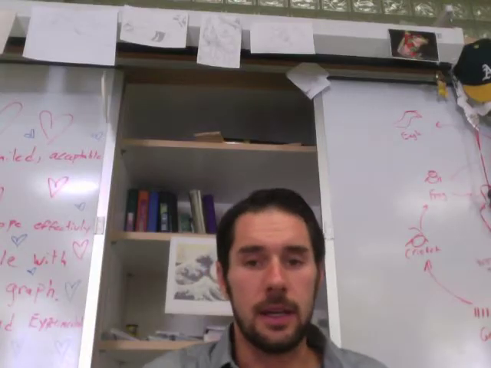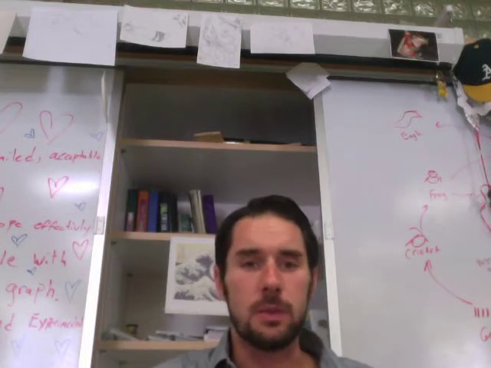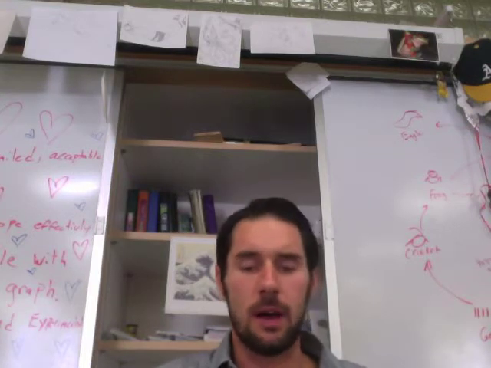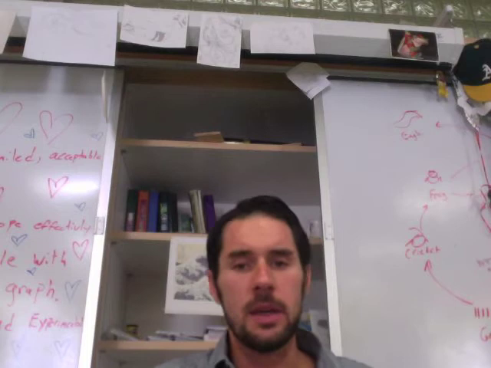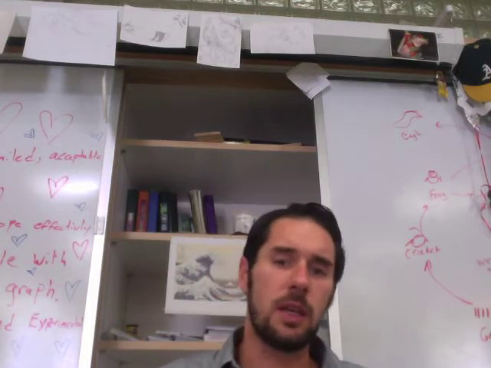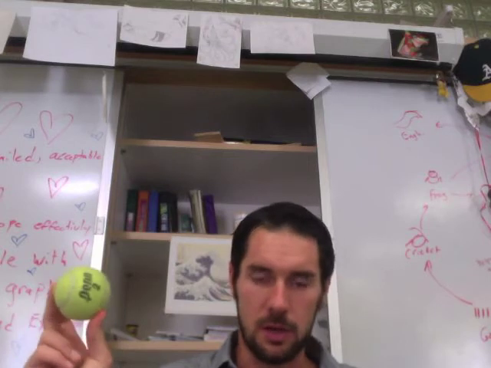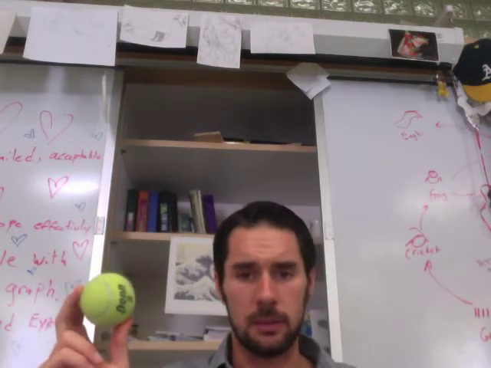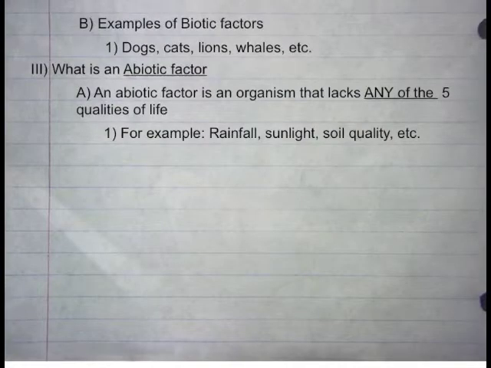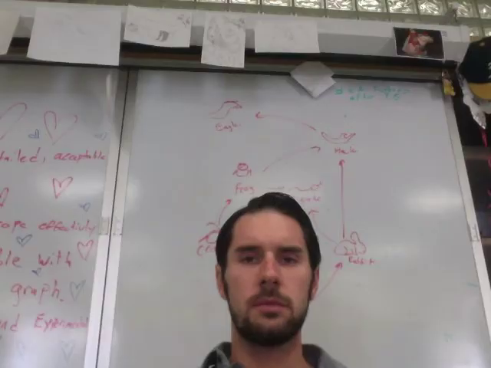Now that we have an idea of what a biotic factor is, we now have to look at the other side of the spectrum of how we define an abiotic factor. It can be kind of tricky, but as long as you keep in mind the keyword any, you won't forget. You'll be able to thus distinguish why this tennis ball is considered non-living. What is an abiotic factor? An abiotic factor is anything that lacks any of the 5 qualities of life. For example, rainfall, sunlight, and soil.